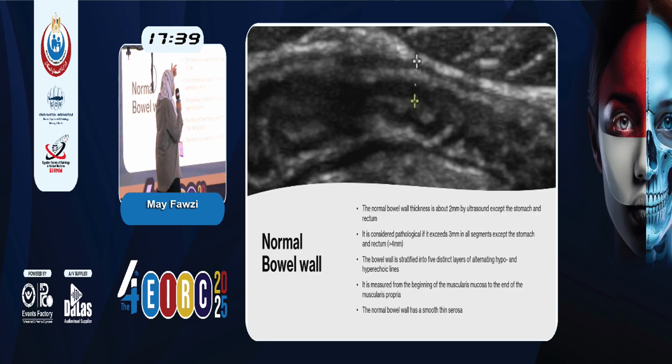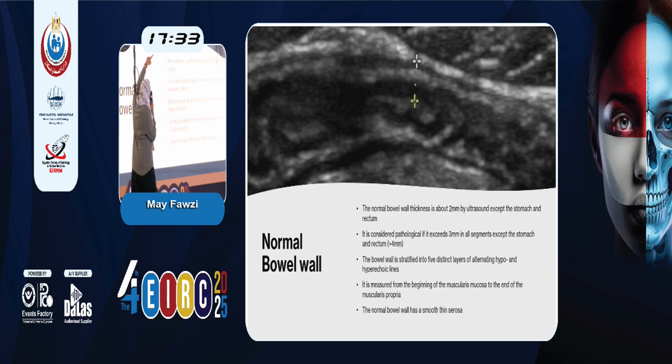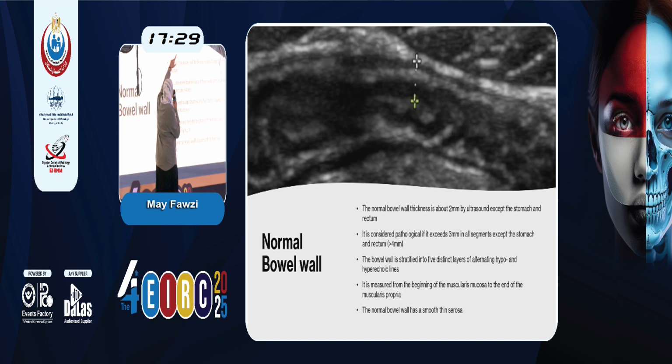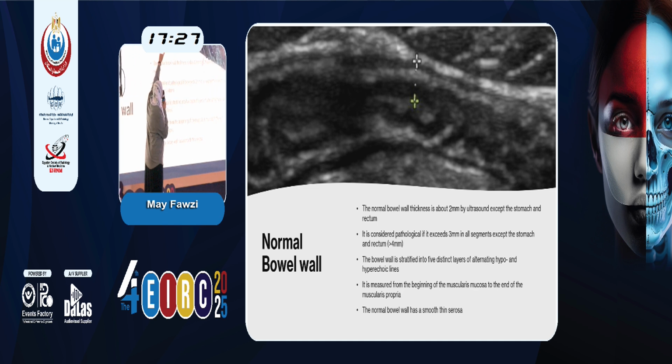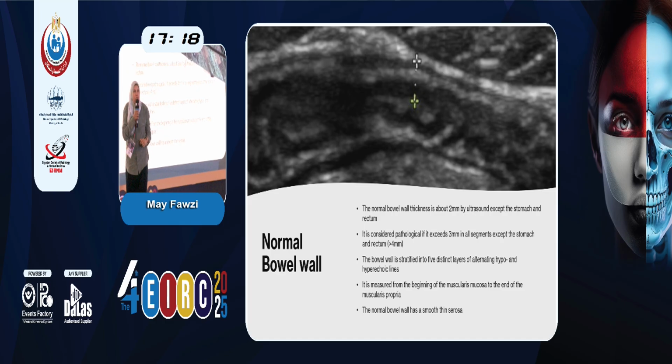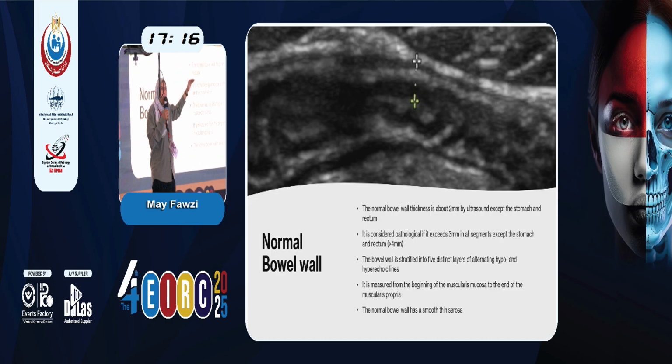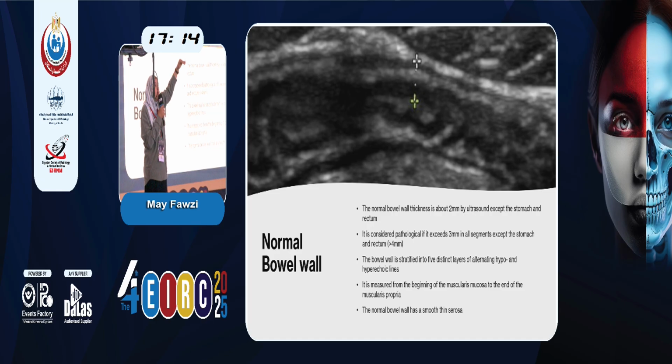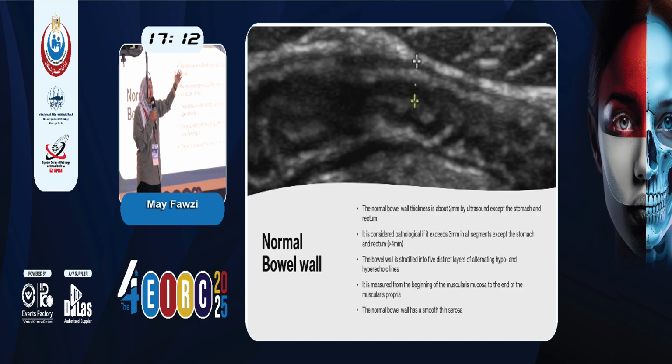Okay? So this is a normal bowel wall, and I'm measuring from inside to out. As you can see, from where the caliper is, I have put it on a white structure. This is a white line. And then there's a black line, and then a white line, a black line, and finally a white line. What are these? These are the interface of the luminal content, where there's air and there's food and there's gas.